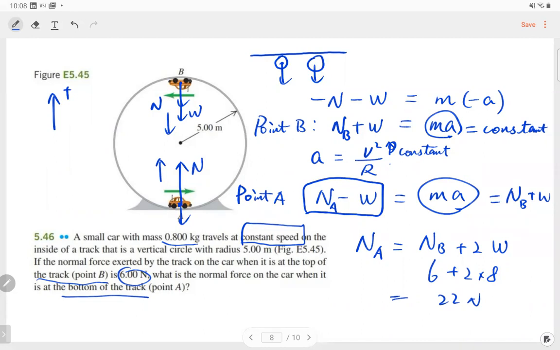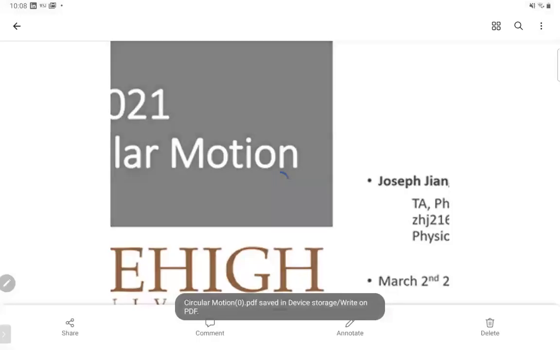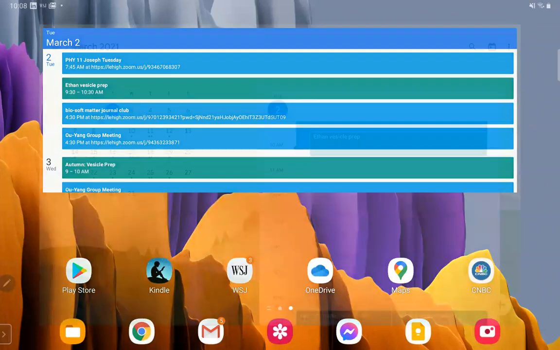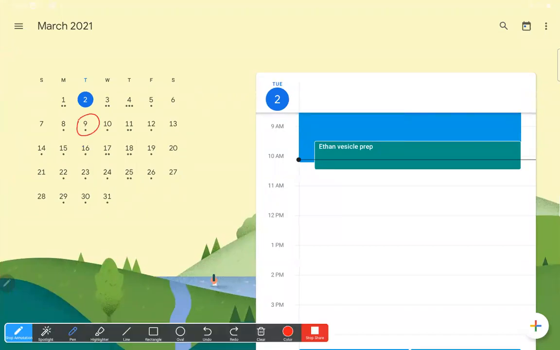But in case you missed the first several minutes, I'll give you an announcement: we are going to have the midterm next Tuesday, four to five p.m. And I will send you a Zoom link at that time. Then you can log in to the Zoom meeting and open your camera and mute your microphone. And I will stay with you for this whole exam, in case you have any questions.